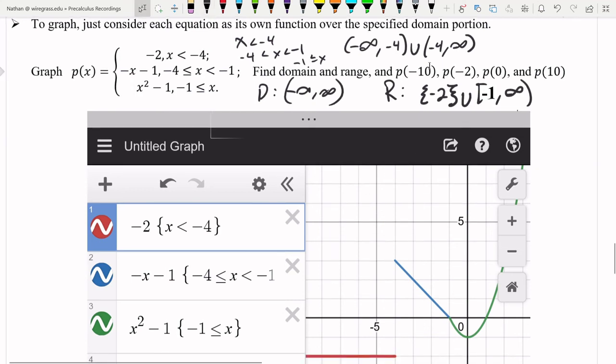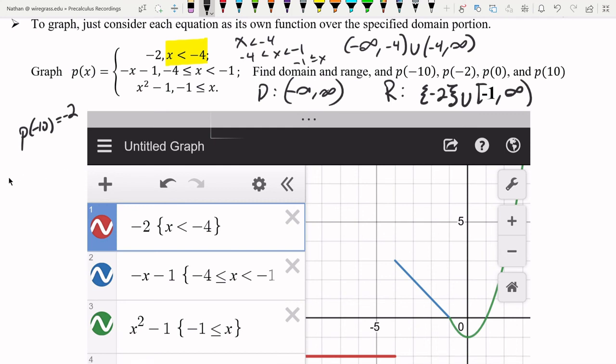Okay, p of -10. To find this value, we're going to plug it into this function here. P of -10 says that we are in this portion of the domain. -10 is less than -4, so we're going to use this one. We would not use this one because -10 does not fall in this range, and -10 does not fall in that range either. So P of -10, you plug -10 into here, and you only get -2 as an output. You get -2.